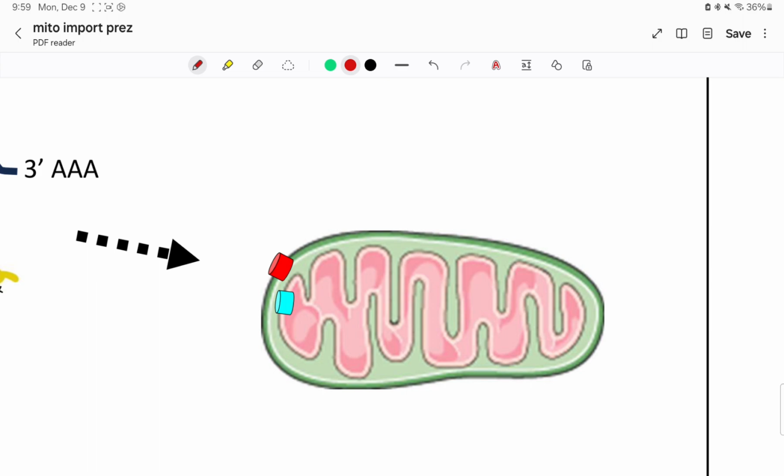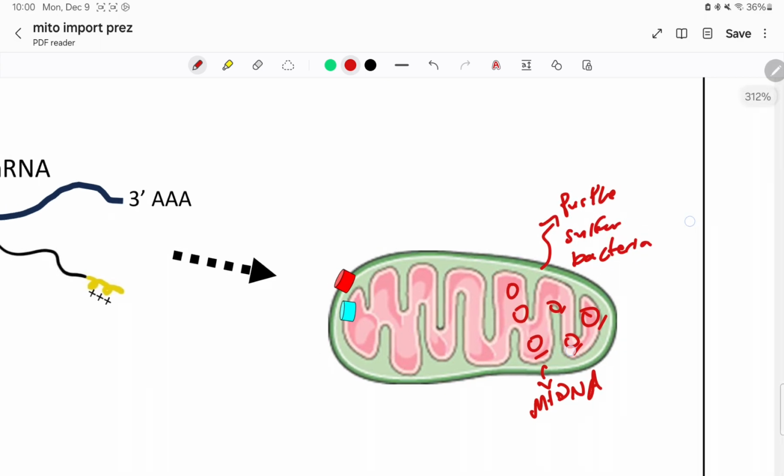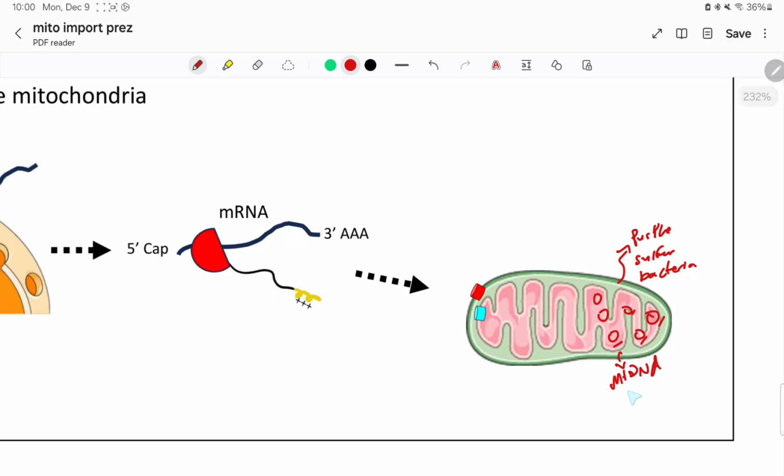And if you are confused here, I'll tell you something right now. The mitochondria has DNA. Yes, it does. It has its own DNA, and it's the circular-looking DNA. It's called mitochondrial DNA. It's circular, double-stranded DNA. And this is actually a remainder from back in the day where the mitochondria was bacteria, specifically a purple sulfur bacteria. Purple sulfur bacteria. And it evolved through the endosymbiotic theory, as you guys very well know.